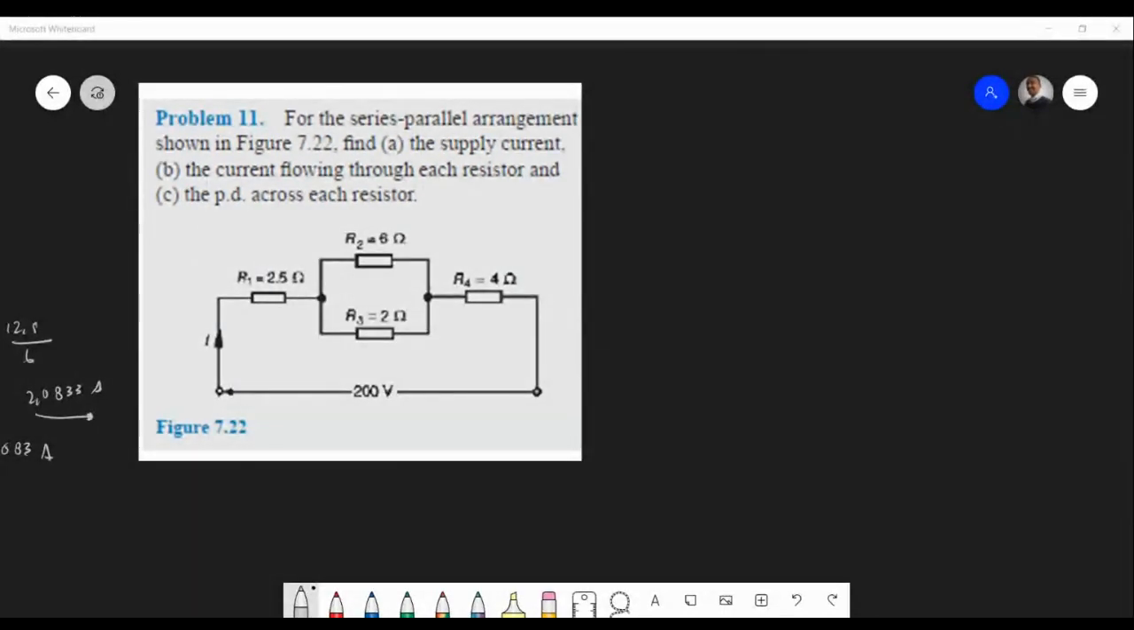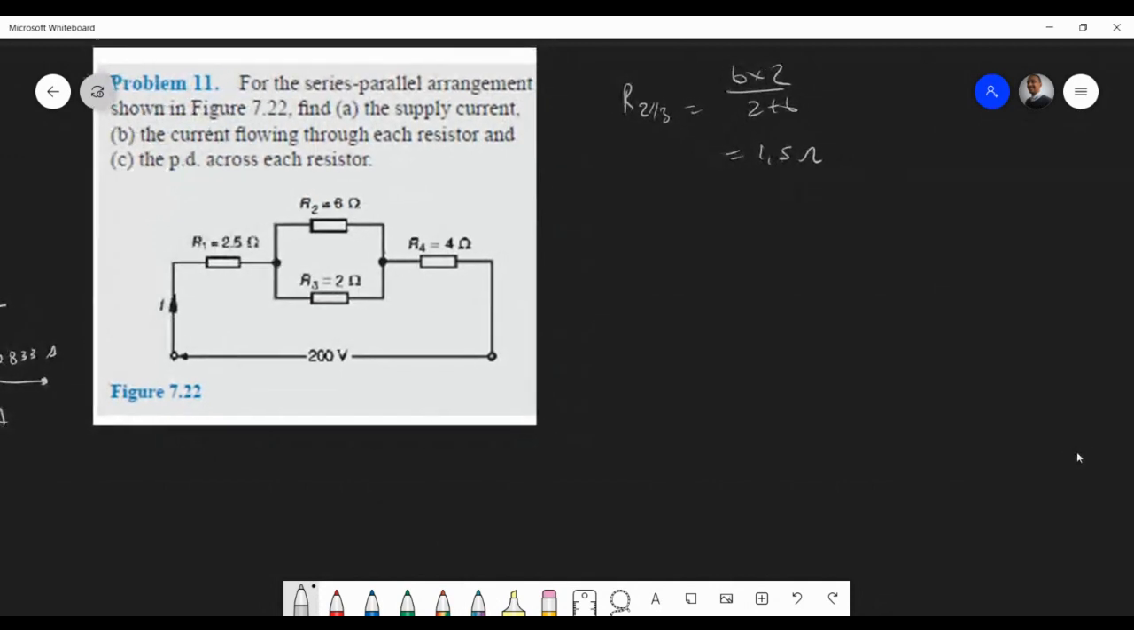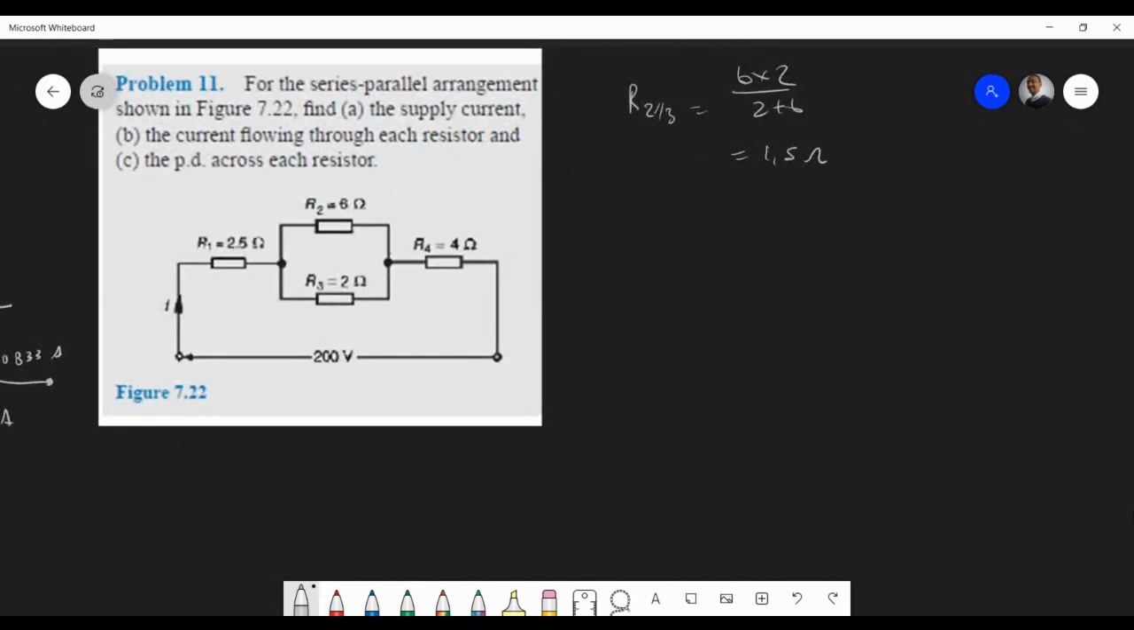Okay, so we're going to use the product-sum rule now. So that's going to be for R2 and R3. I'm using the resistor label here. So it's 6 times 2 over 2 plus 6, product over sum, right? So I hope it looks like a 6 here. 1.5 ohms, right? So now what we have is a simple circuit again. So I'll just re-sketch that.